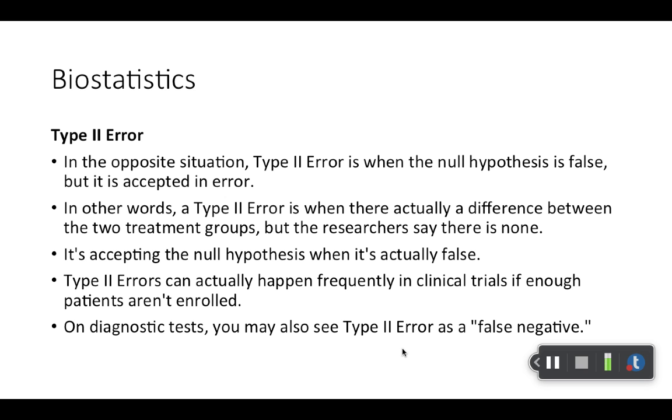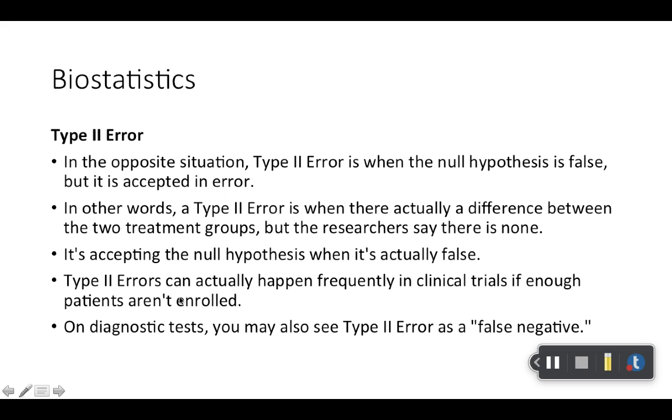Type 2 error. In the opposite situation, type 2 error is when the null hypothesis is false, but is accepted in error. So this is saying that you claim that there is no difference between the drug and the placebo, but in fact there is a difference. This is a type 2 error when there actually is a difference between the two treatment groups, but the researchers say there is none. So you're accepting the null hypothesis when it's actually false.